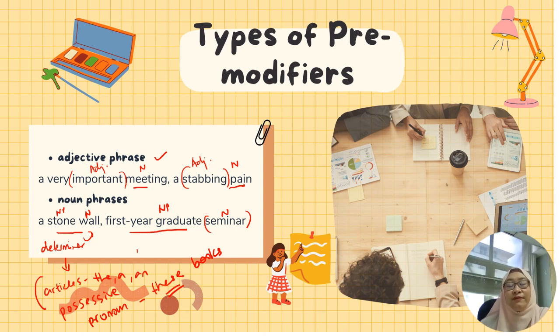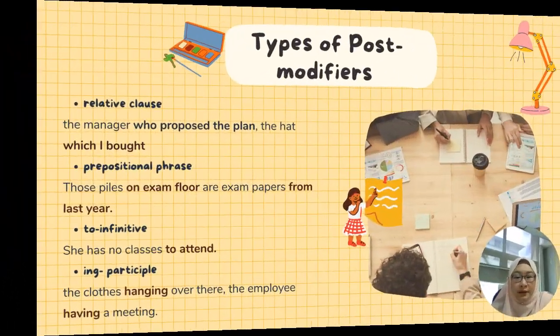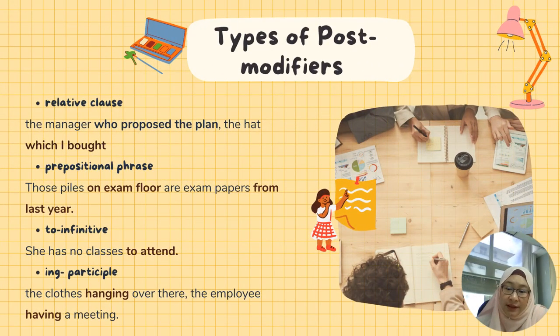So a head noun can be modified by two types of pre-modifiers, adjectives and noun phrases. In contrast to pre-modifier, we have post-modifier, where we have learned that a noun phrase can be post-modified as well, and the post-modifier can be in different forms. For example, number one is a relative clause.